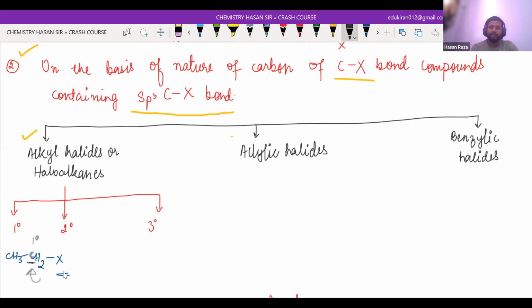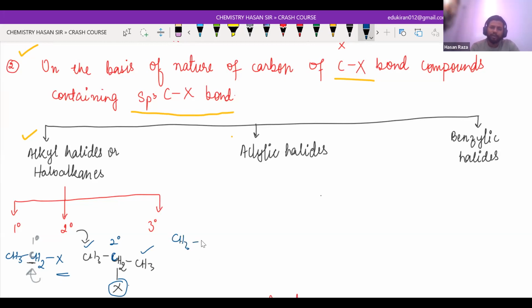And in the same way, we can go for the secondary. You can see CH3, CH, and there is CH3, and then there is X. To calculate the degree of this halogen, you need to calculate the degree of this carbon, and this carbon is connected to 2 carbons directly. That's why it is 2 degree, and hence X is connected to 2 degree carbon. That's why it is secondary halide or secondary haloalkane.